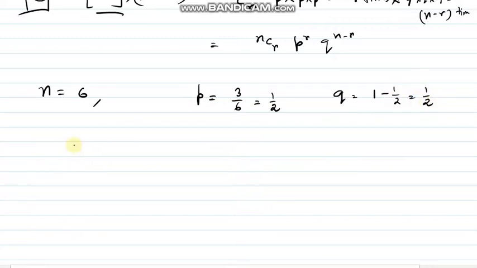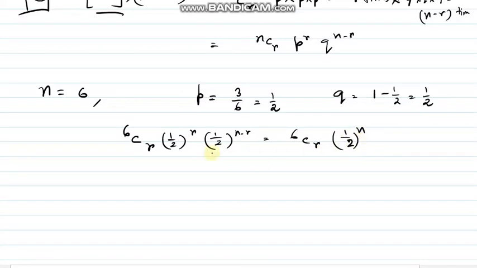So what is the probability distribution here? That is 6CR half to the power R, half to the power n minus R. It's very simple. So 6CR half to the power n, that's the answer. If I add the powers, R will cancel out, right?